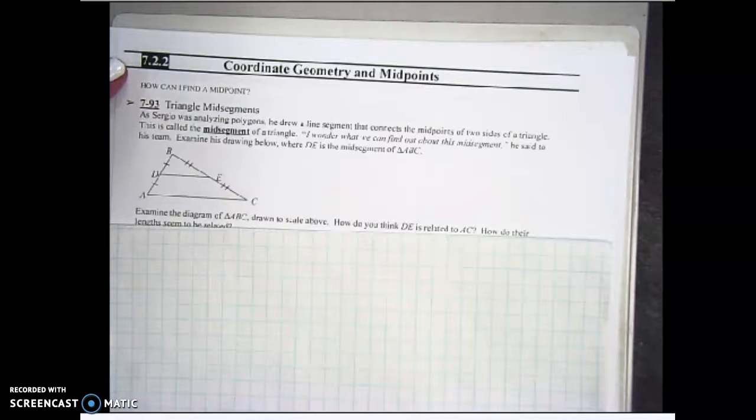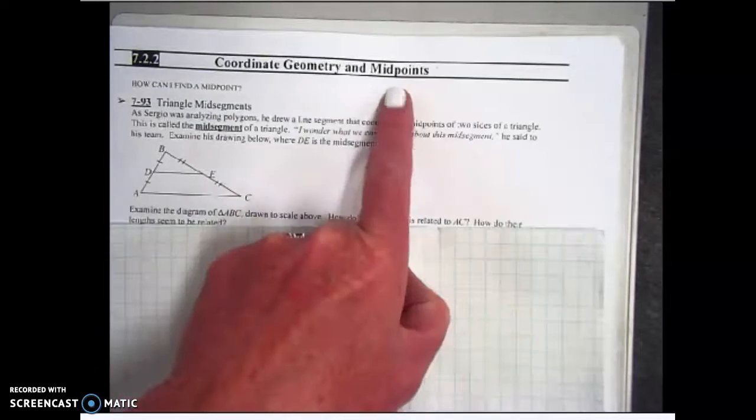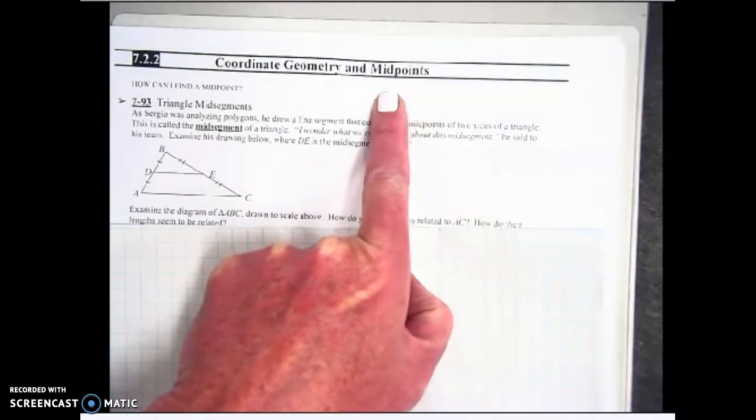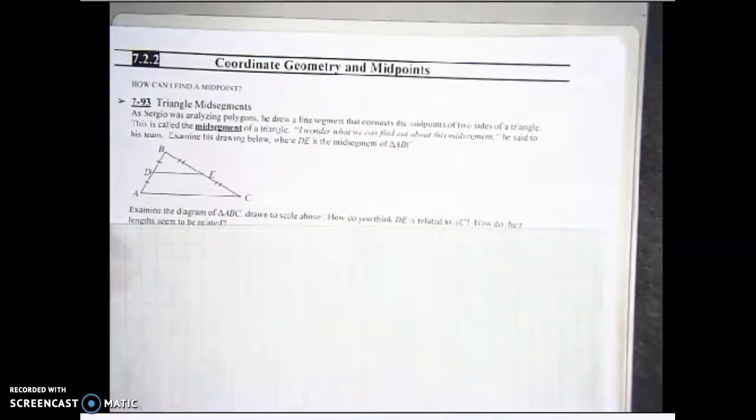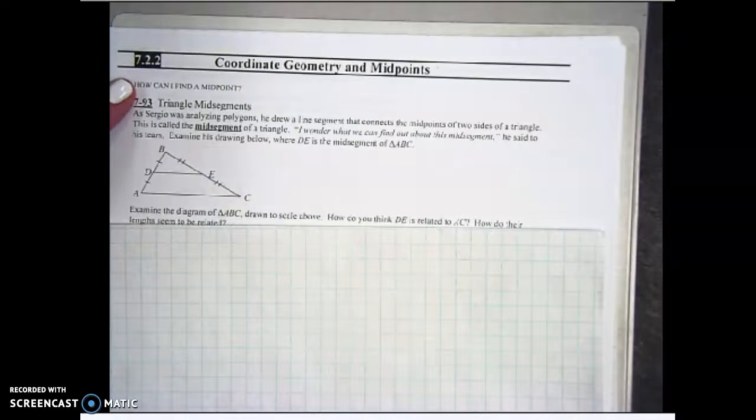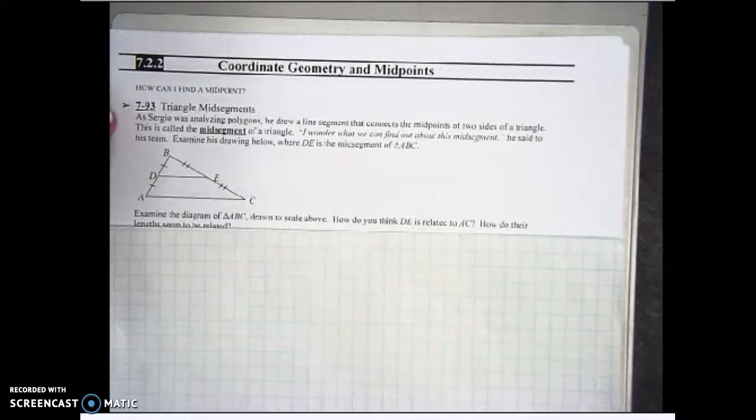722, which is titled Coordinate Geometry and Midpoints. Okay, this word midpoint is two words stuck together. What two words are there? Middle point, right? All right, so the question we're going to answer today is, how can I find a midpoint?